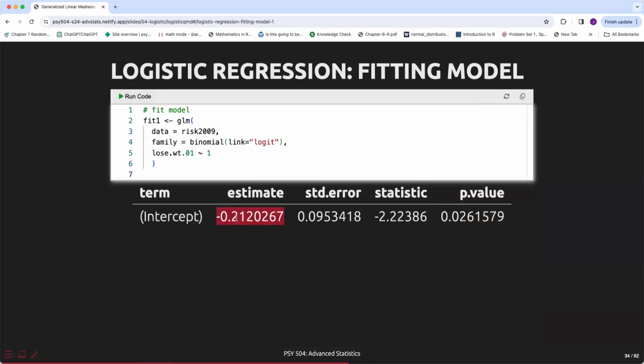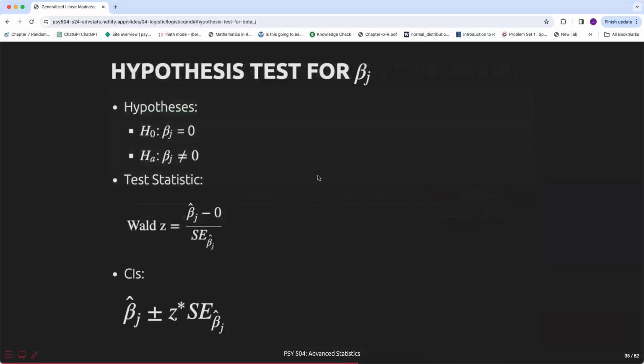This is a truncated output where we have our intercept value for the model, our estimate. And then we can also get the standard error, a statistic, and a p-value here. Similarly to other models that we've run, we're testing two hypotheses. The null hypothesis is that the coefficient is 0, and the alternative hypothesis is that the coefficient is not equal to 0. The test statistic that we're using here is called a Wald z-test, which is the difference between the actual estimate and 0. We can get a Wald z-score by taking the slope or the intercept estimate, subtracting 0 from it, and dividing by the standard error.